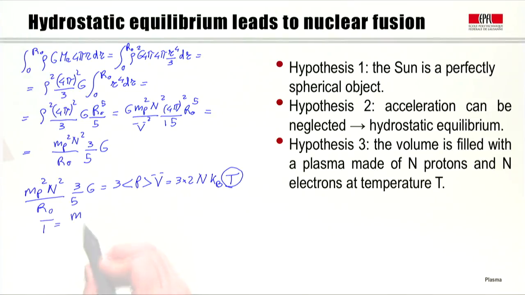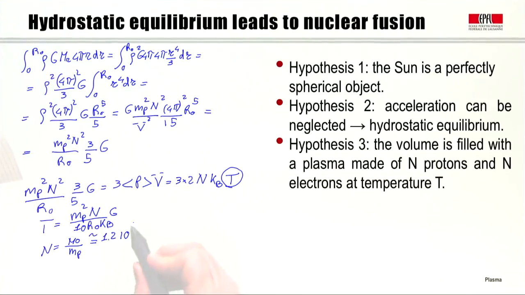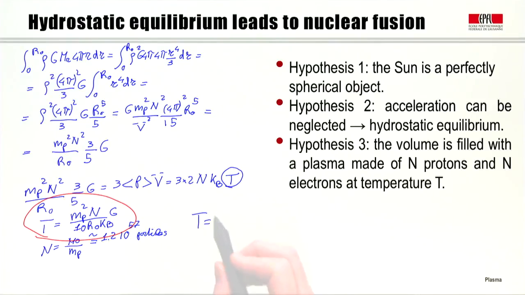average temperature T of the Sun. We can also compute the total average number of particles by dividing the mass of the Sun by the mass of the proton, and we end up with this amount of particles. If we now plug the numbers in SI units we just found into the equation for the temperature, we end up with an average temperature of the Sun of approximately 2.3 million degrees Kelvin.